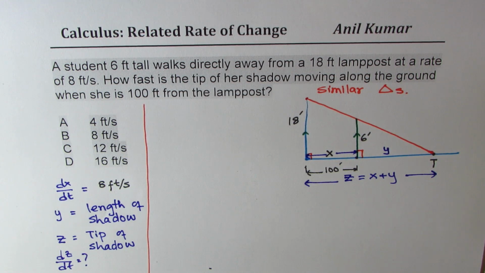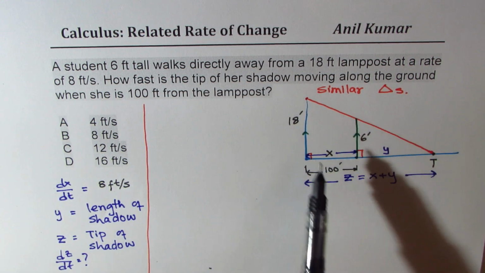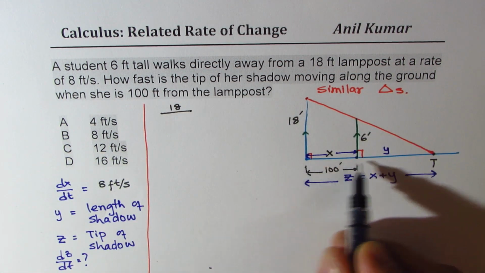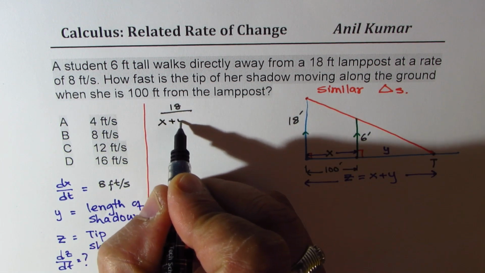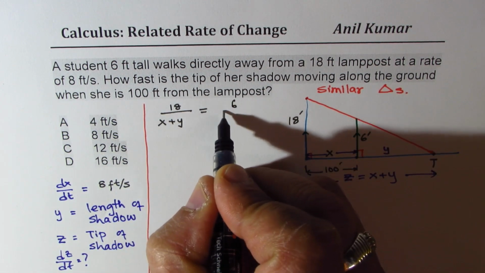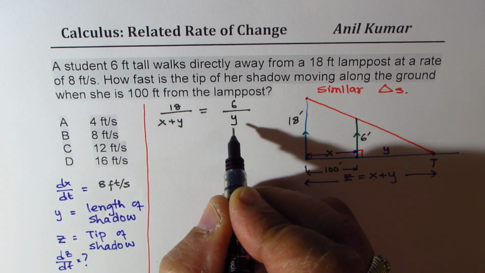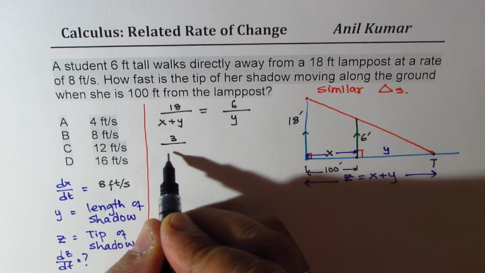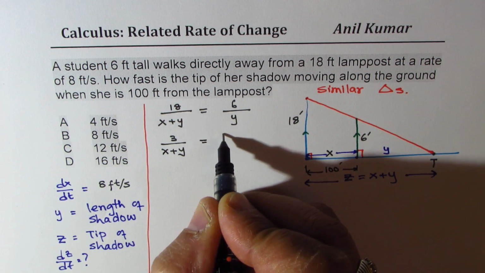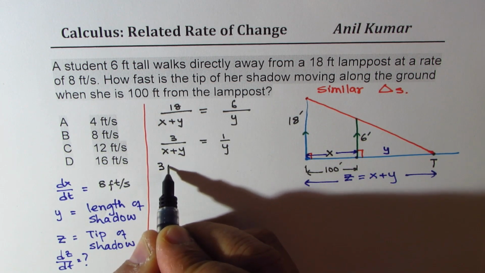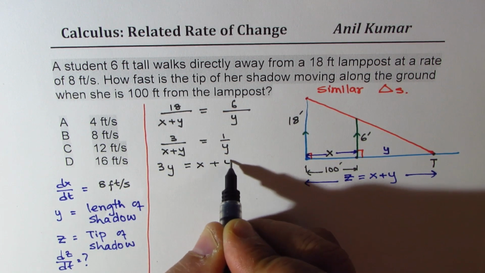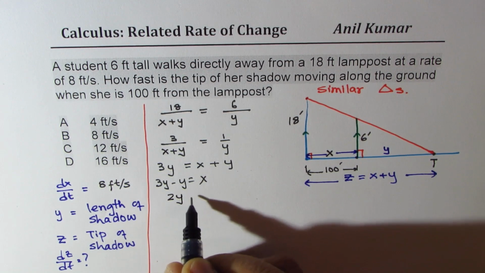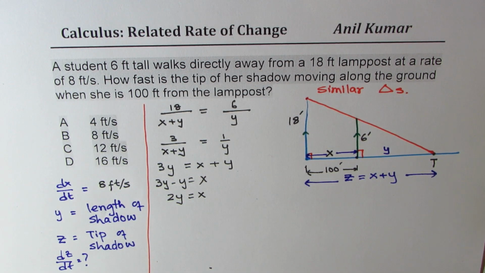Perfect. So what we can do here is, since we have two similar triangles, we can always relate them. So we could write this as 18 over total length, which is x plus y, is equal to 6 over y, right? It's a smaller triangle. We can simplify this, dividing both by 6. We could write this as 3 divided by x plus y equals 1 over y. Now cross multiply. So we get 3y equals x plus y. Bringing y this side, we get 3y minus y equals x. 2y equals x. So we have a very simple equation now.